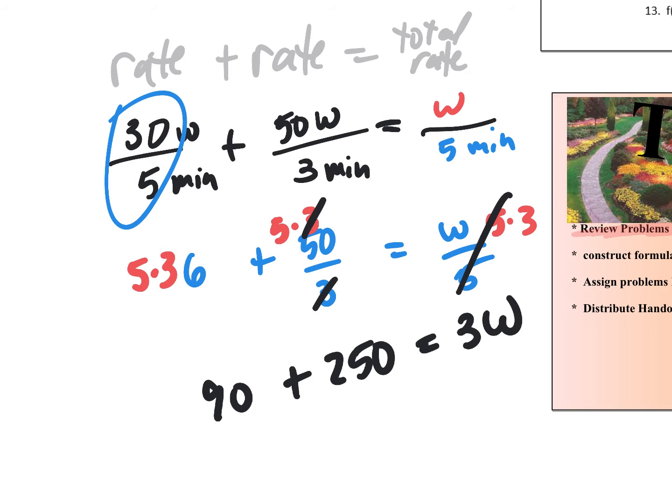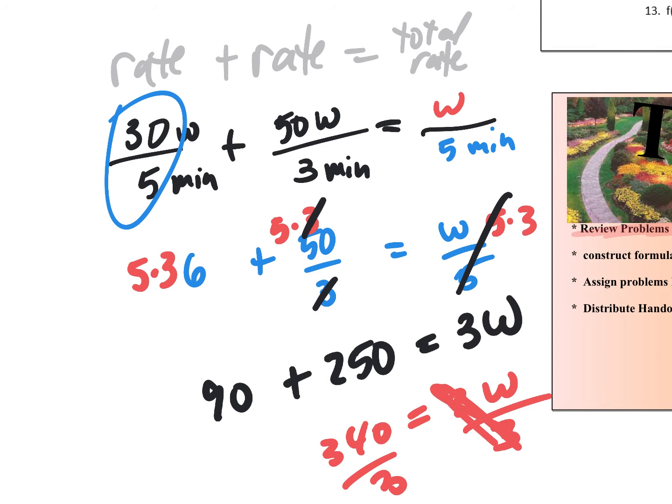250 plus the 90 makes 340, I think, isn't it? Divide by 3. What's W? Well, I'm glad I labeled it. Otherwise, I might think it was chickens or minutes. Now I know it's weeds. So whatever 340 divided by 3 is, that's how many weeds we'd pick.